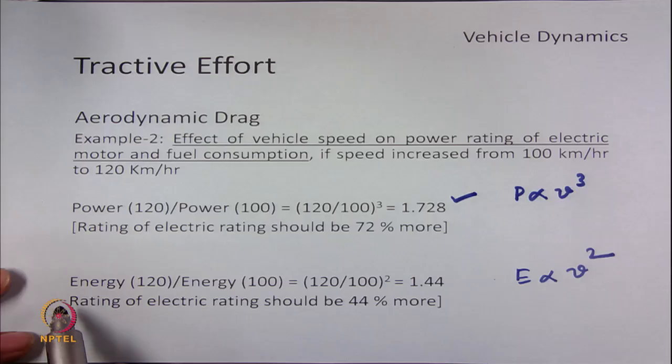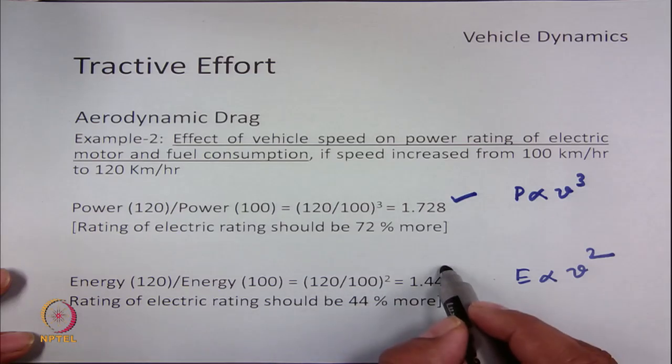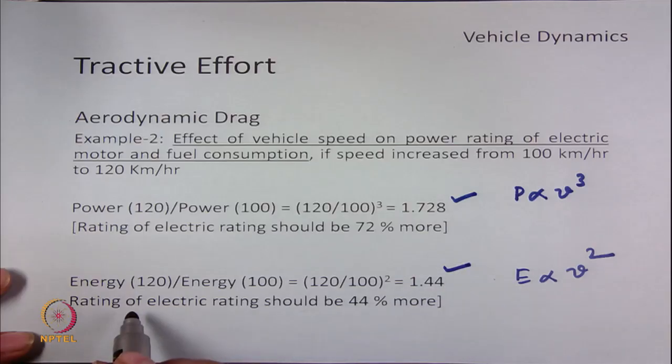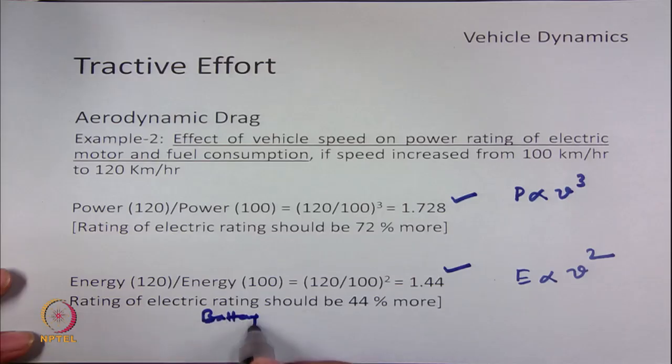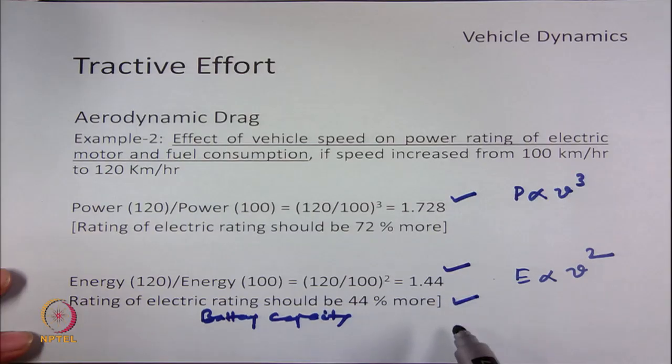Similarly, when we talk about energy, it will be (120 by 100) square, which is 1.44. So, the rating of the battery capacity will be around 44% more. So, the effect of vehicle velocity on power and energy rating is very dominant and significant, and it can be seen from these calculations.